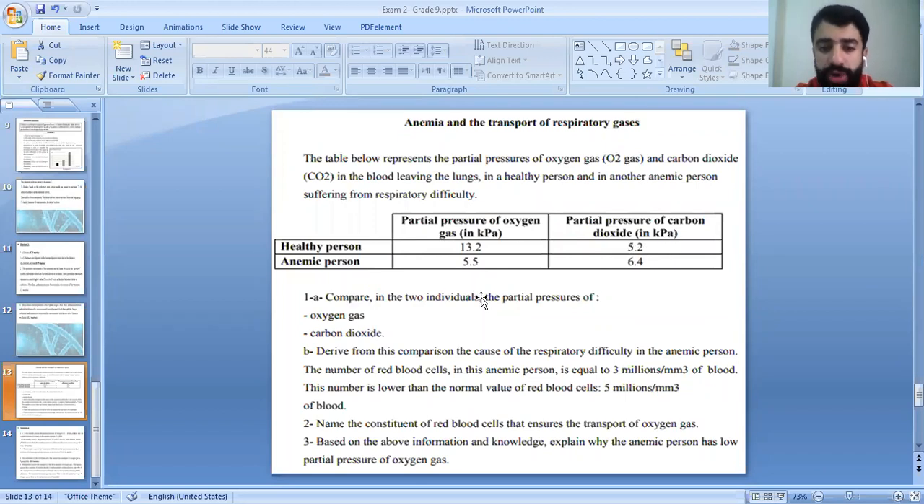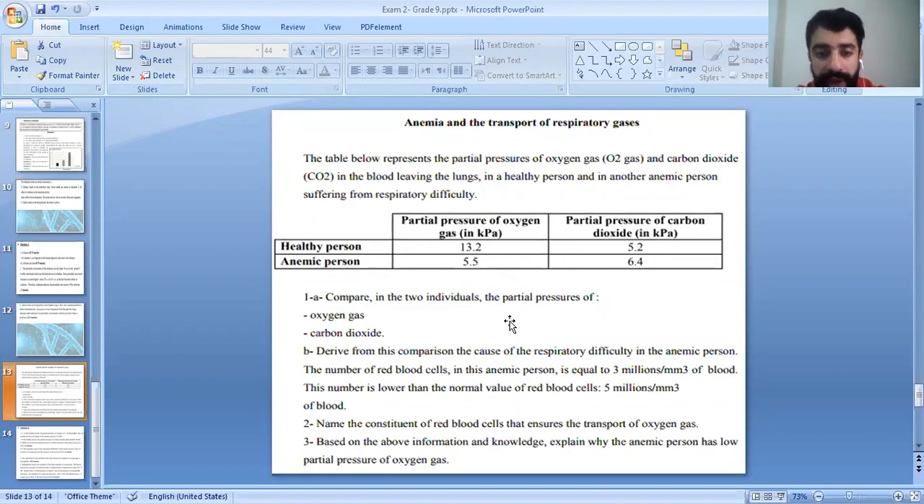So compare in the two individuals the partial pressure of oxygen gas, oxygen with oxygen. The partial pressure of the oxygen gas in the healthy individual was 13.2 kilopascal, which is greater than that in the anemic person, which is 5.5 kilopascal. Carbon dioxide in the healthy person was 5.2 kilopascal, which is less than that in the anemic person, which was 6.4 kilopascal. Derived from this comparison, the cause of the respiratory difficulties in the anemic person.